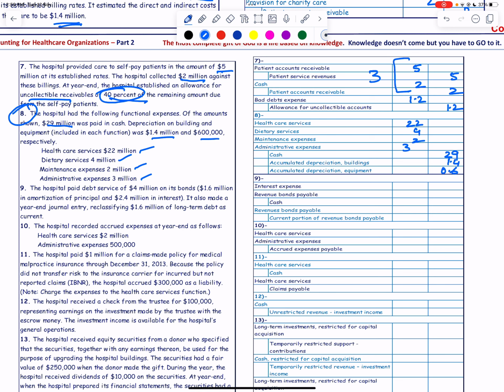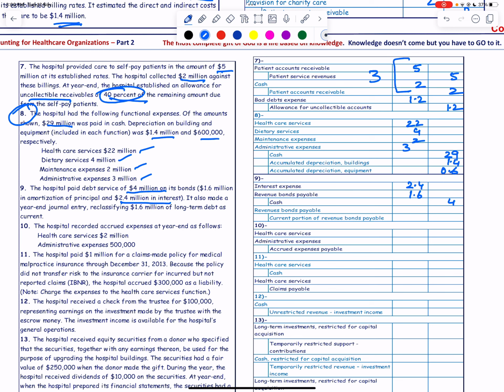We move on to transaction number 9. The hospital paid a debt of 4 million on its bond payable. So we are paying 4 million. 1.6 million is amortization of the principal amount. So revenue bond payable is 1.6 million and 2.4 million is interest. That is the balancing figure, and that's how we record this transaction.